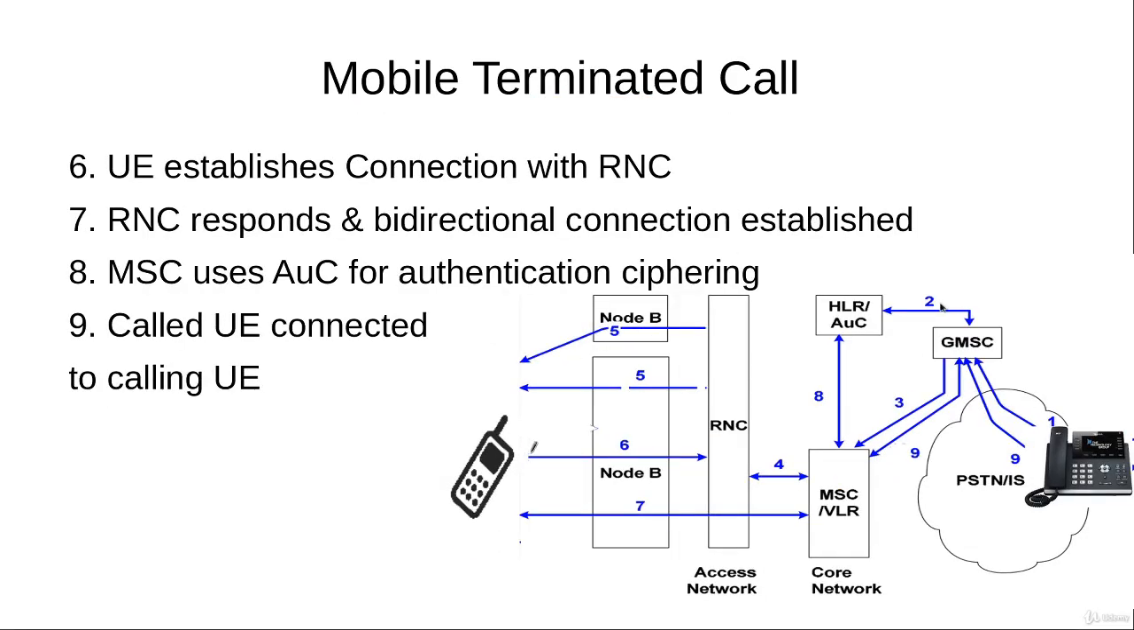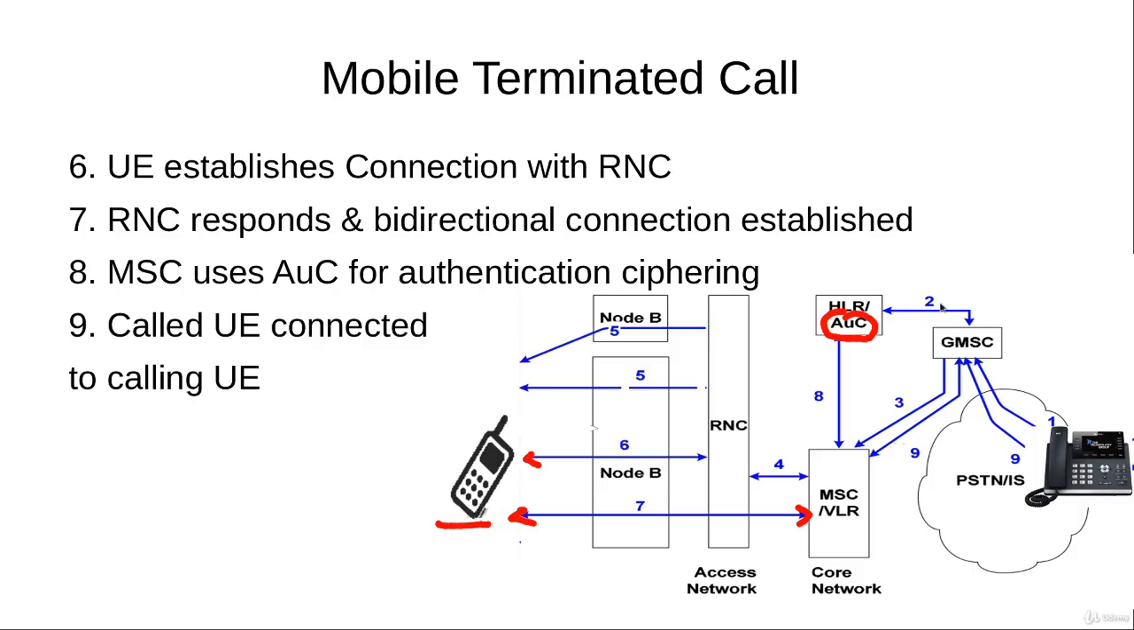And once this bidirectional connection is established, through this connection, a bidirectional connection between the user equipment and the MSC would be established. And then MSC would authenticate this user, or in other words, this MSC would verify whether it is a genuine user equipment or not. And the MSC would authenticate this user equipment using the authentication center that is there in the HLR.